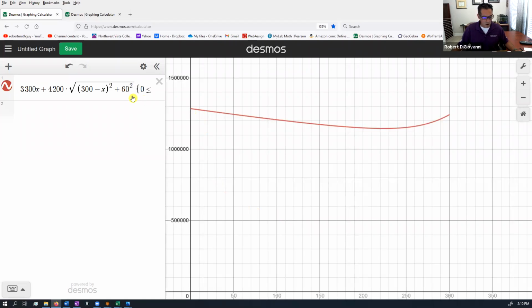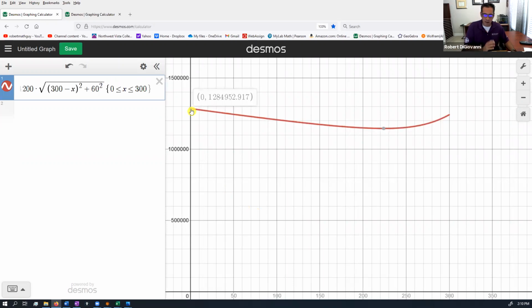So at 0, if I were to let x be 0, look at that point at the very beginning. How much would it cost us to run that cable if we let x be 0? That means you go over the road, straight line to the other building. It's going to cost $1,284,952, right? The other extreme would have been to go down 300 and then straight across the road. How much would that cost us?